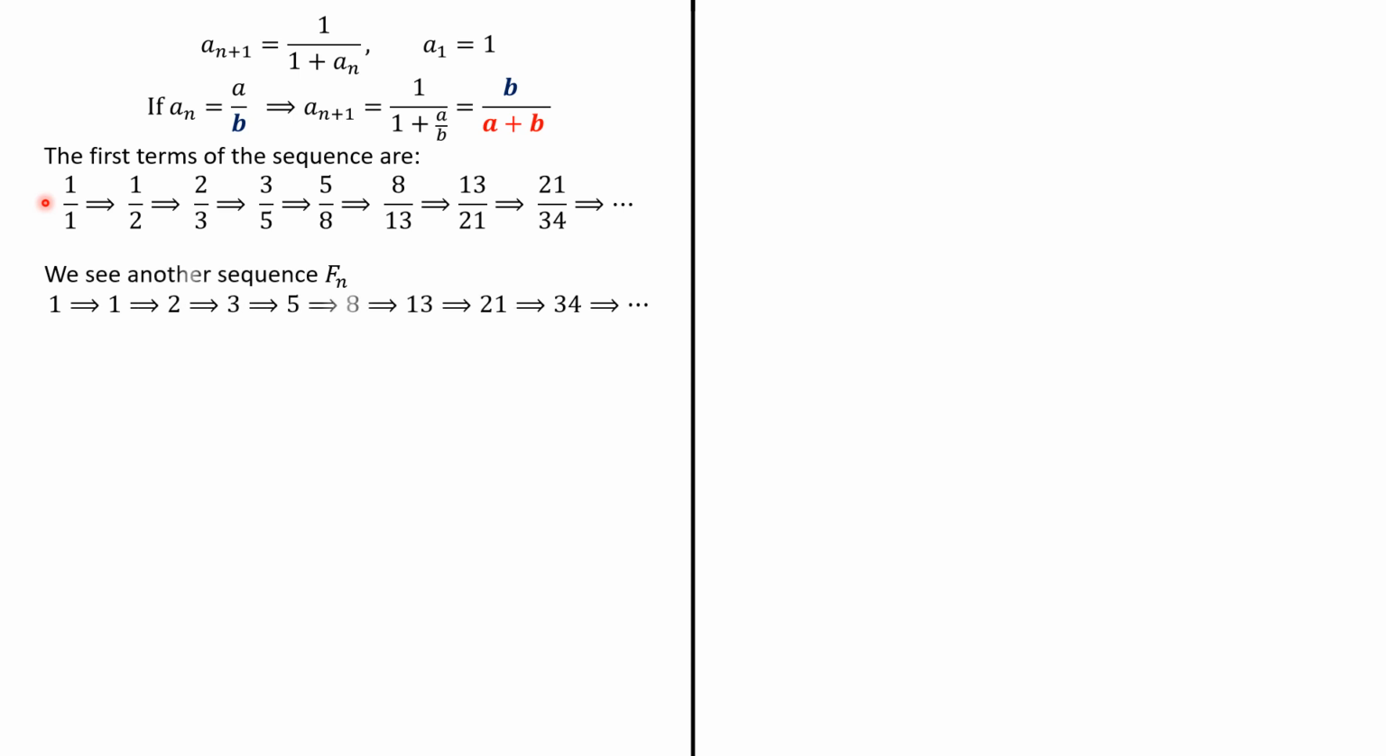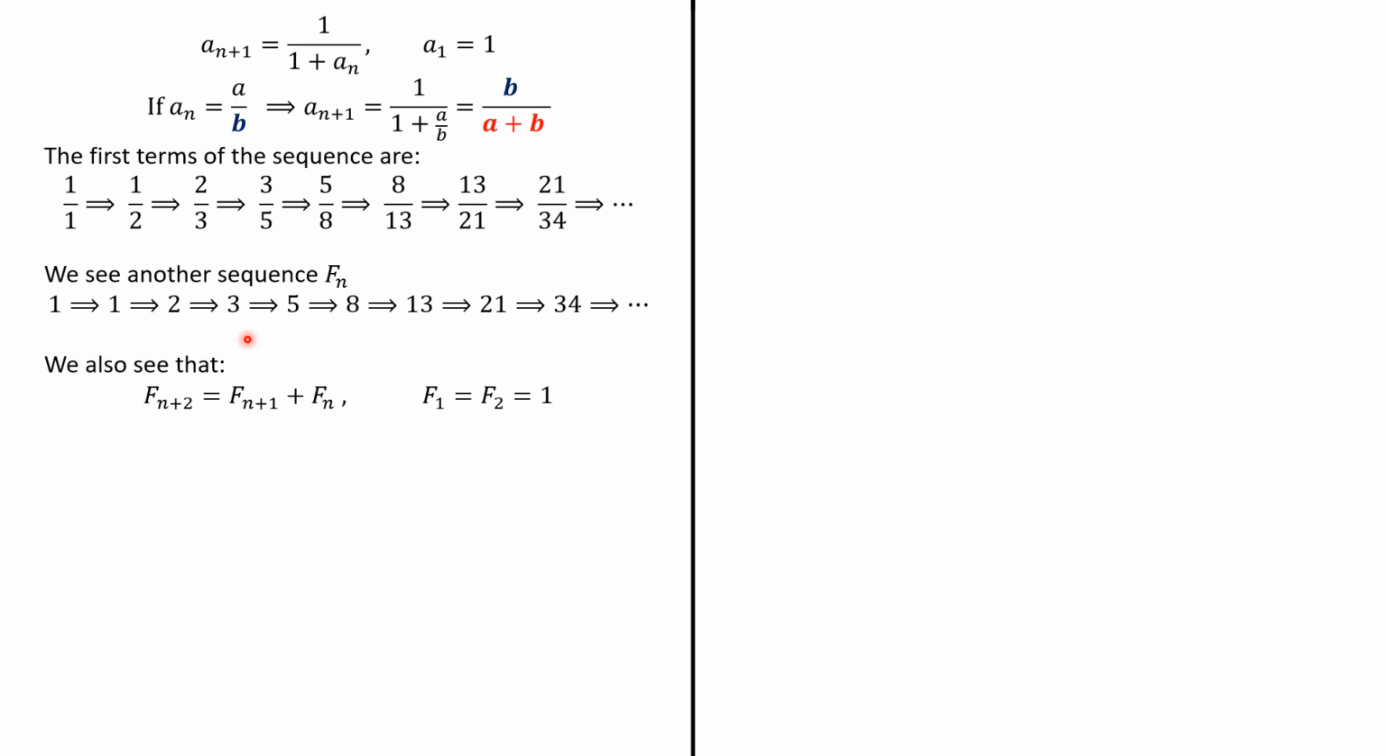But this sequence has a special trait because of this formula. You see that 2 is 1 plus 1, 3 is 1 plus 2, 5 is 2 plus 3. Actually, to get the current term of this sequence, we just have to add the two previous terms of the same sequence. So we know how to characterize this sequence. So F(n+2) is F(n+1) plus F(n), and F1 = F2 = 1. This is called the Fibonacci sequence, for those who know this sequence.